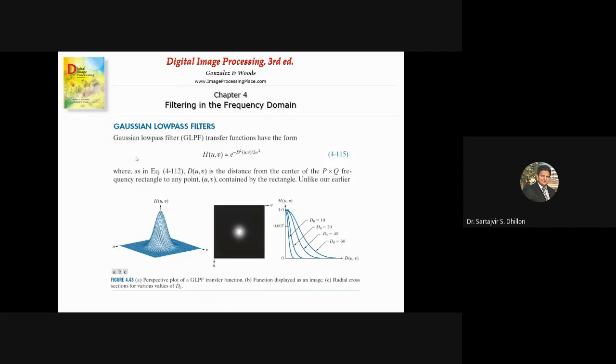There is another low pass filter, the Gaussian filter, which is achieved by this equation. Let us go through these output figures and see how the outputs look. Please note that different values have been used, and we can go through all the values. This is the function displayed as an image, a kind of smoothing image.